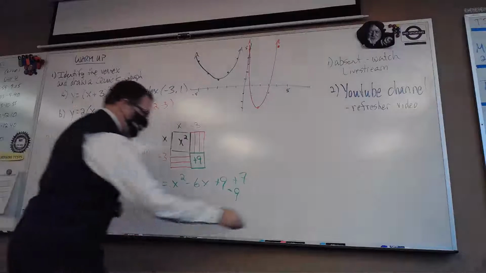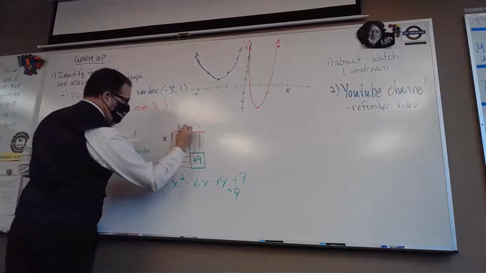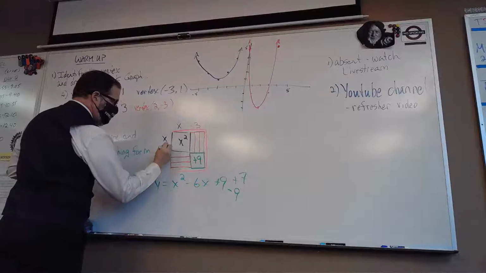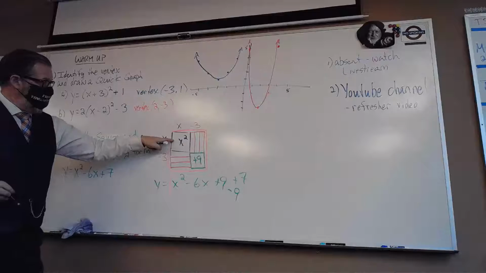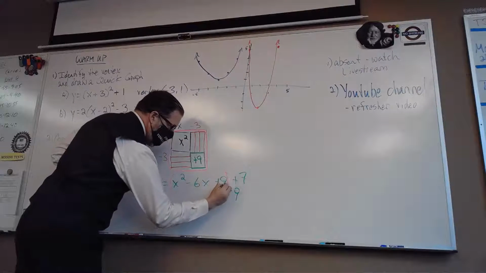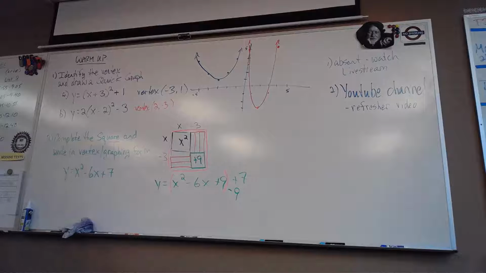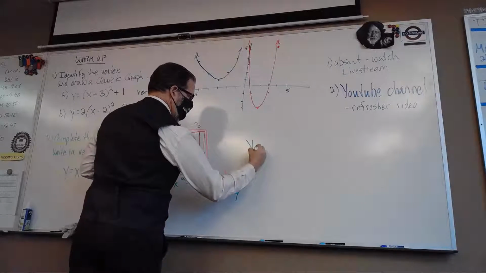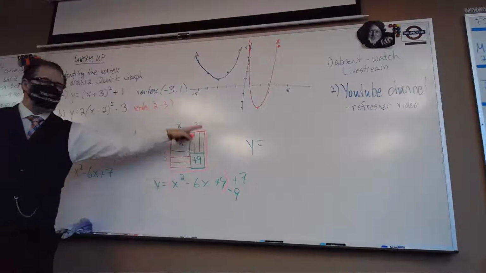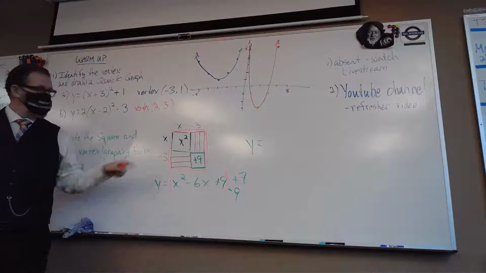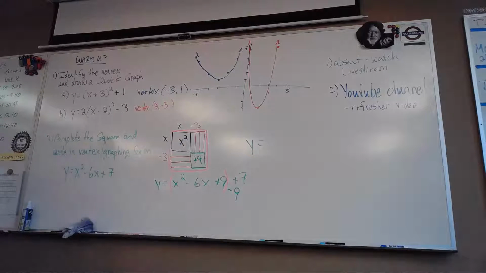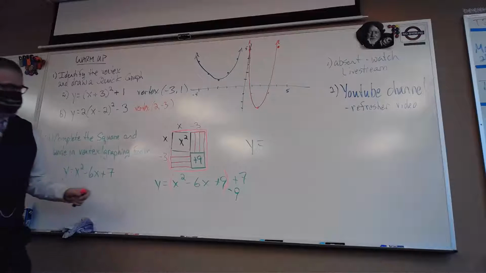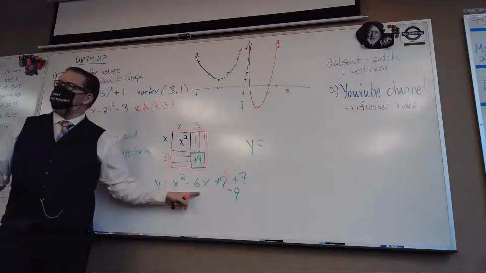So this square right here consists of x squared minus 6x and plus 9. And then I've got minus 9 plus 7 out here. So y equals, how big is that square? Luke, what are the dimensions of that square? X squared minus 6x plus 9. I agree with you.